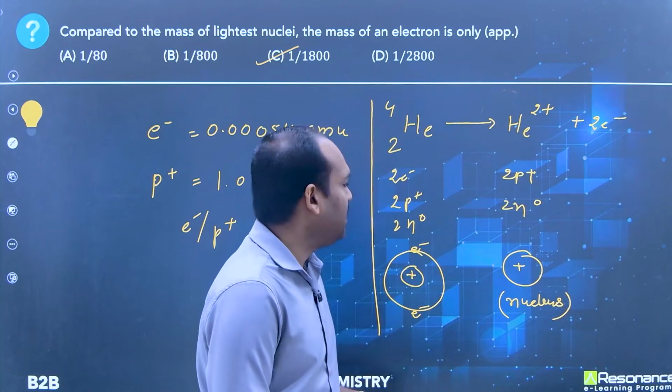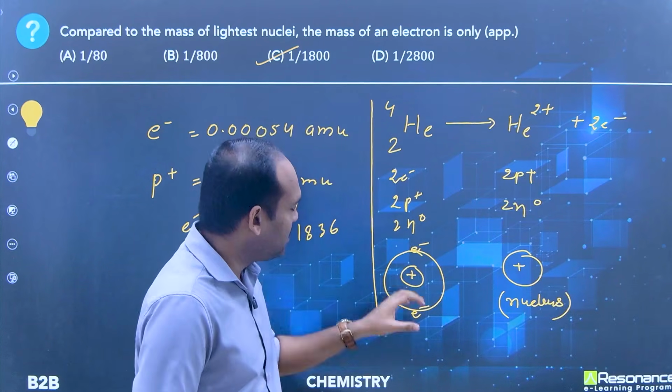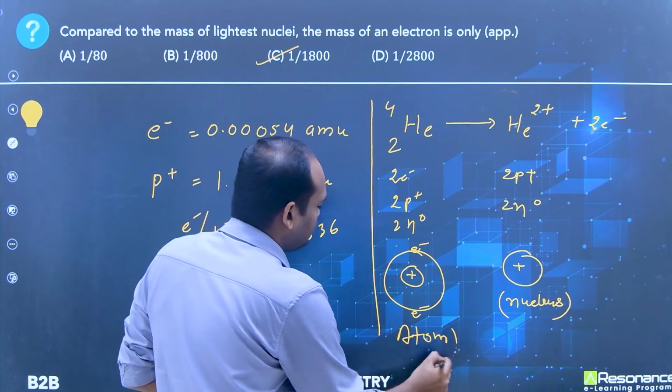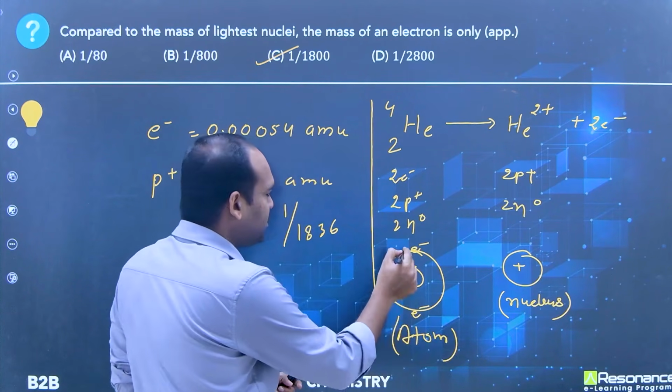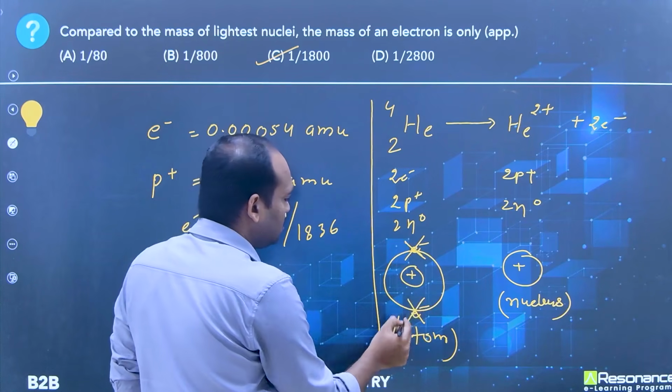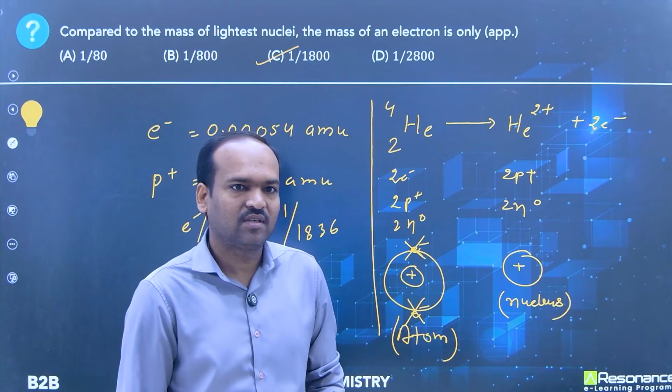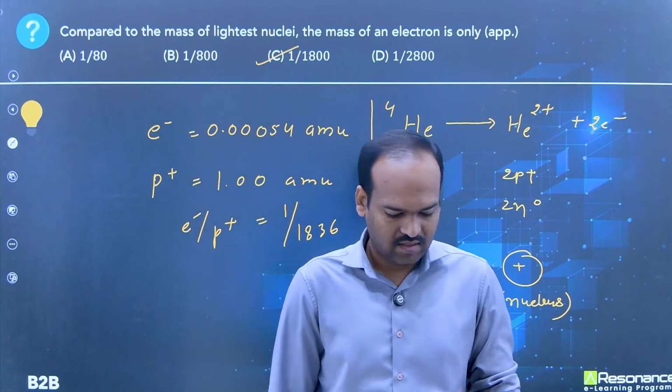Last step: this is an atom. In ionization it loses 2 electrons. So what is present? Only the nucleus is present.